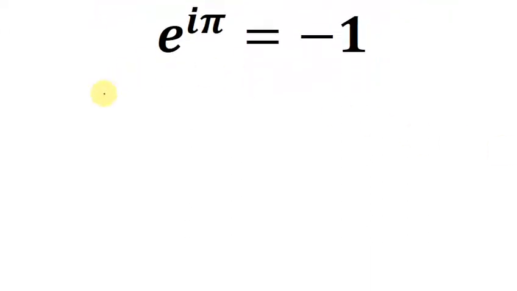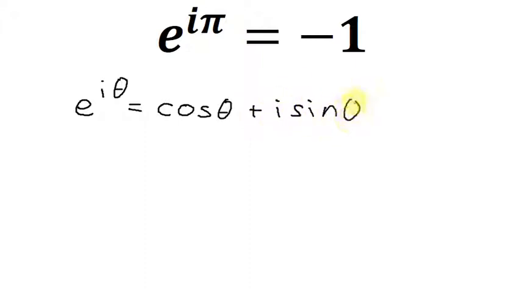Okay, what is Euler's formula? It is e to the i theta equals cosine theta plus i sine theta. This is Euler's formula. Then, as I said, Euler's identity is a special case of Euler's formula.